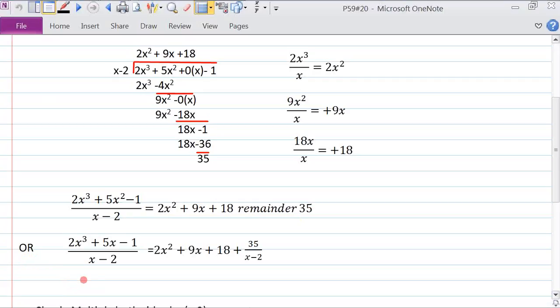So another way I could write this is to write this right here exactly the same. This is the same as this. This is the same as this, plus 18. And now I write my fraction as 35 over x minus 2, because that's what I'm using as my divisor.